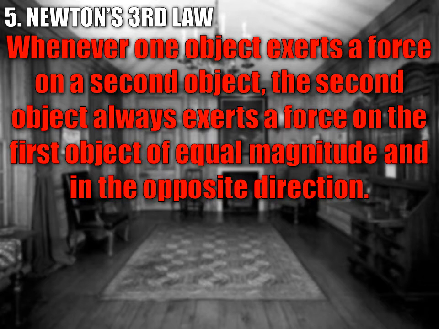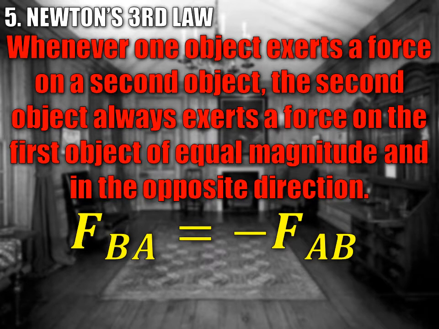So one more time, whenever one object exerts a force on a second object, the second object always exerts a force on the first object of equal magnitude and in the opposite direction. If we use the notation that we just discussed, we could write it like this. We can say that the force on object B from object A is equal to the force on object A from object B, but in the opposite direction. And that's what the negative is for. This is probably a much easier way of expressing Newton's third law than writing it out grammatically, but it's still important to understand that there are two objects interacting.